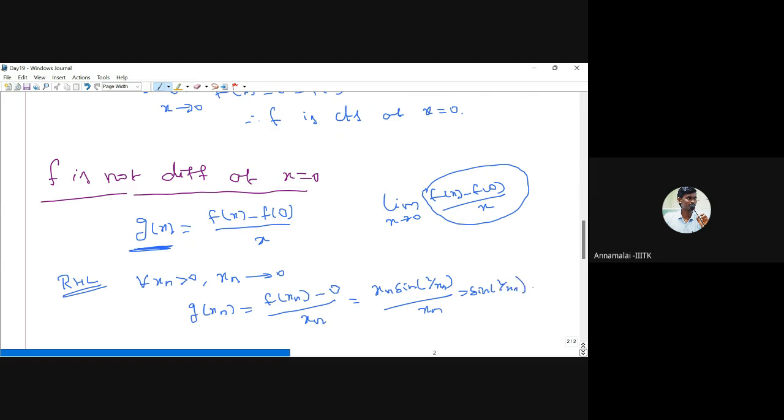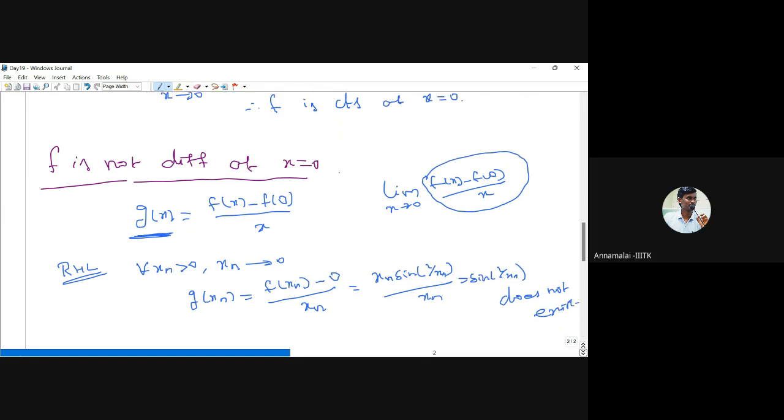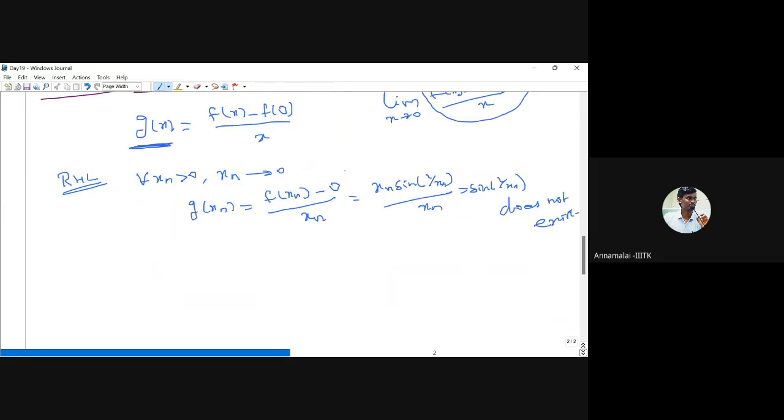Since sine 1 by xn does not converge, the limit does not exist because it oscillates. Therefore this is not differentiable because the right hand limit does not exist. There is no need to find the other limit, because when the right hand limit does not exist, the limit does not exist. Therefore, it's not differentiable.